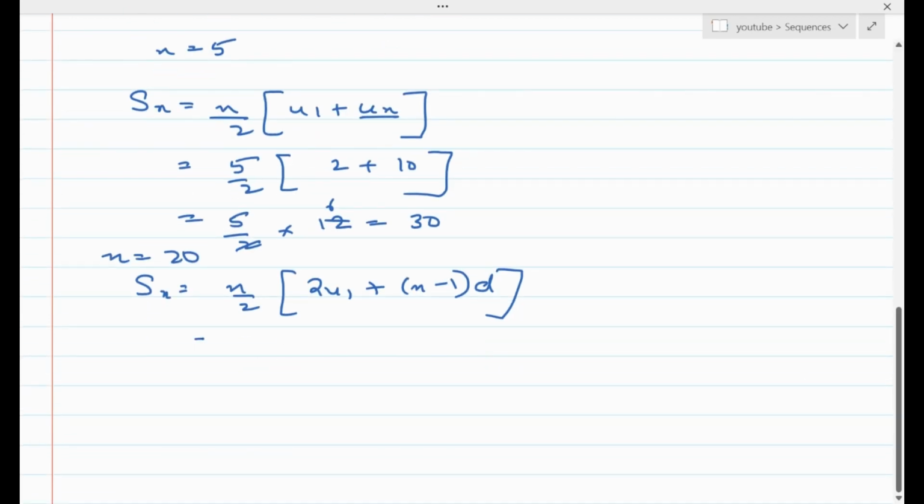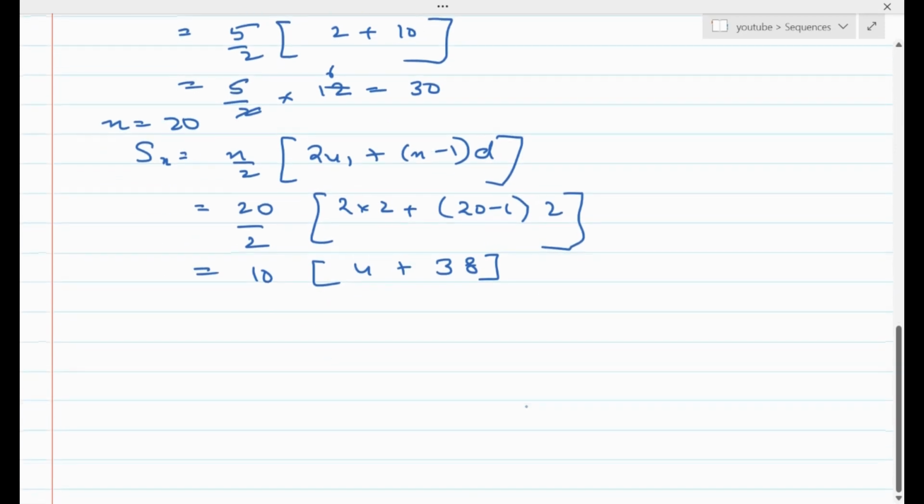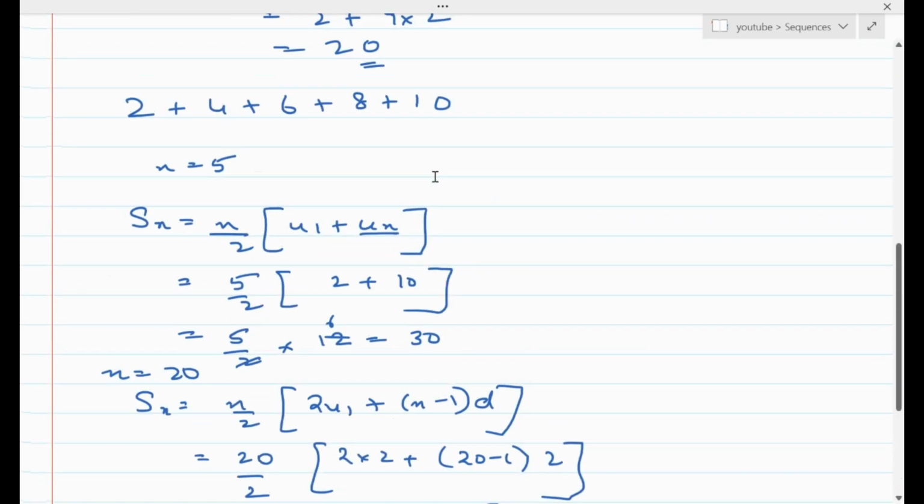So in this case, let's see what the sum of 20 numbers of the series is. So it would be 20 by 2 times 2 into 2 plus 20 minus 1 times 2, which is going to be 10 times 4 plus 19 times 2 is 38. So 38 plus 4 would be 42. So your answer would be 420. So this is a quick summary of how arithmetic progression works.